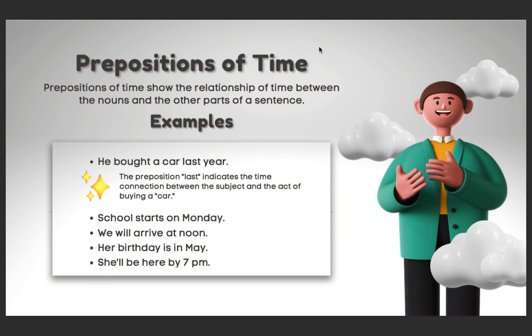We will arrive at noon. Her birthday is in May. She'll be here by 7 p.m. You guys can try to understand these sentences.